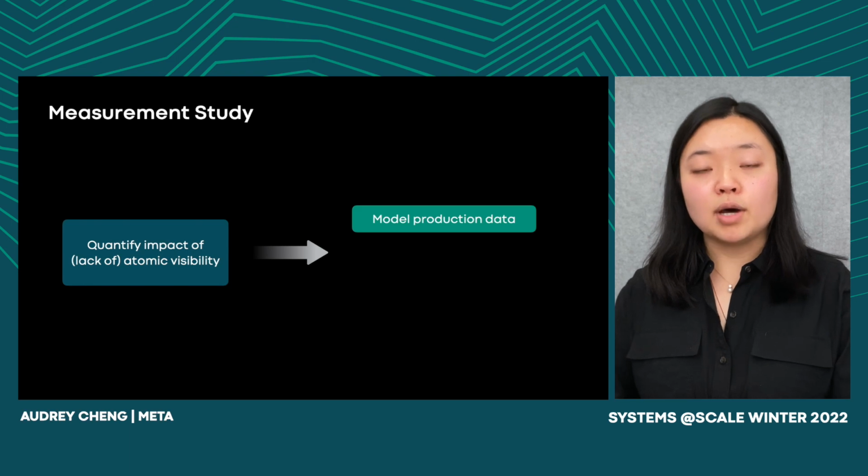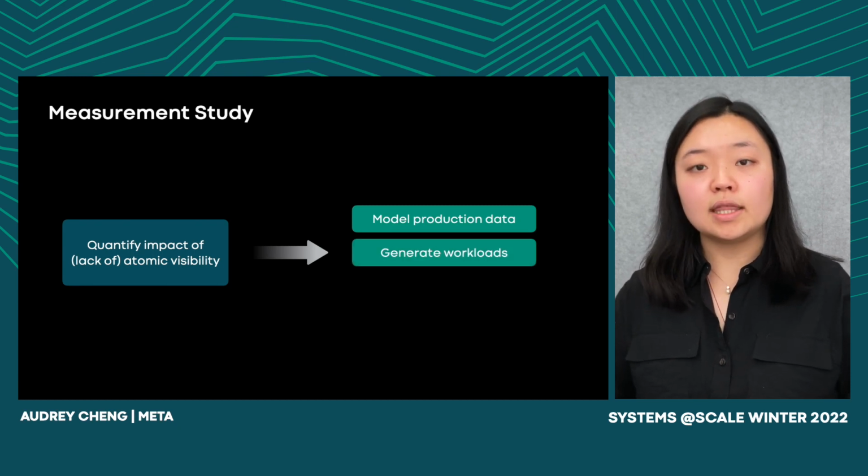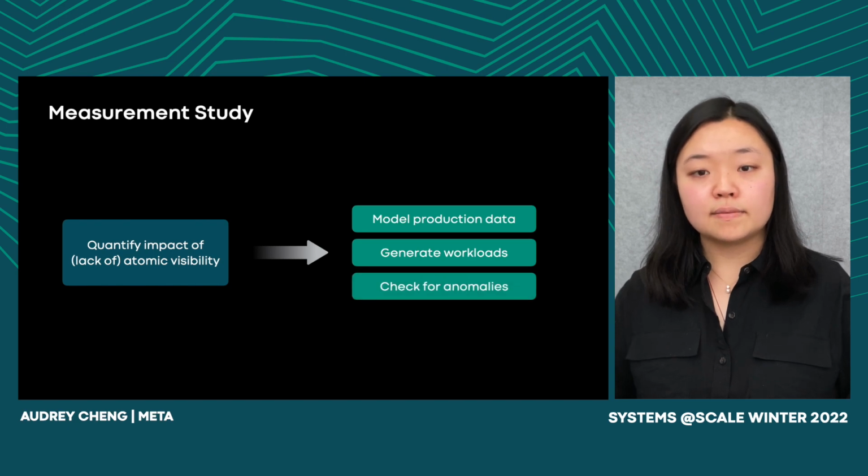The first one is to model production data, because previous to this, there were no read transactions on TAO, so we needed to model these read transactions, and then we generated this workload and then checked for anomalies.